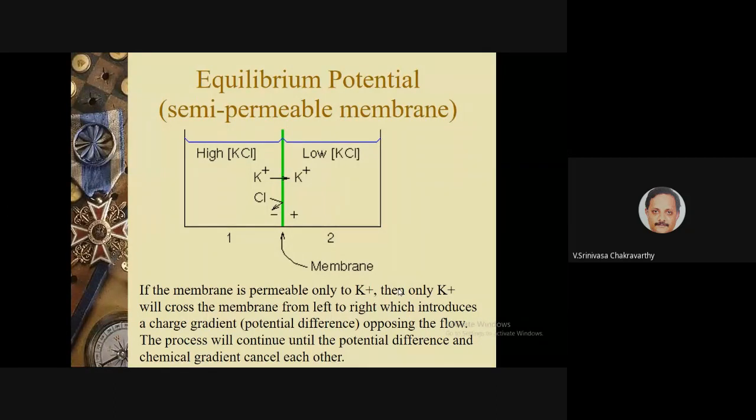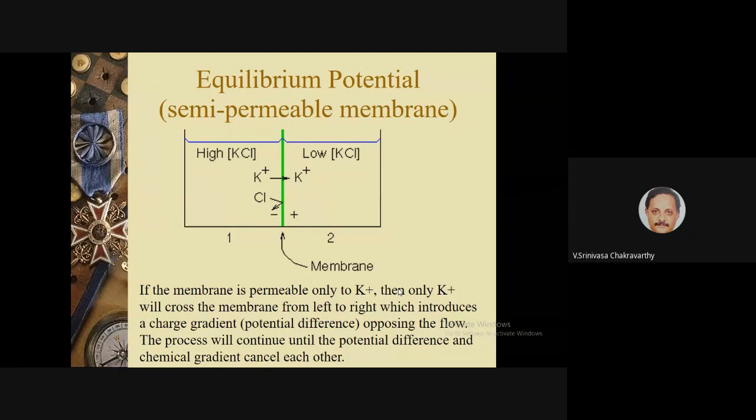So what will happen as this process progresses is that there will be an increasing electrical gradient operating from right to left direction. And there's a decreasing chemical gradient from left to right direction, because as more and more K plus goes from left to right, the gradient of potassium begins to weaken, because it's no more very high on the left and very low on the right. They tend to become equal.